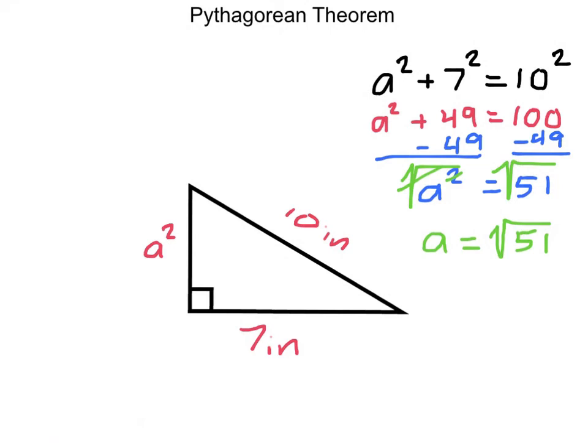So as you can see, it just depends on which side is missing as to where everything gets plugged in. If one of the sides that forms the 90-degree angle is missing, then you leave either a or b as the variable. If the diagonal, or the longest side of the triangle, is missing, then you leave the c as the variable.